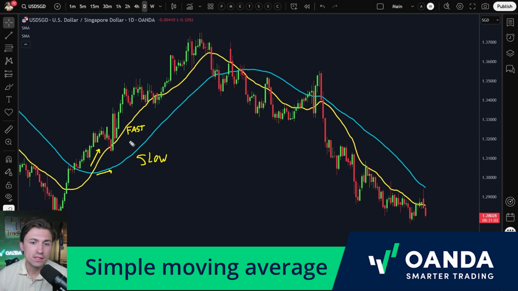Now, the idea with this is that the fast moving average outpacing and moving higher here versus the slow moving average gives us an idea that the market is now trending to the upside and there's a more confirmed signal. Now, of course, this is still not a guarantee that the market is going to trend higher, and there are still false signals that can come out of this. We'll take a look at some examples in just a second.